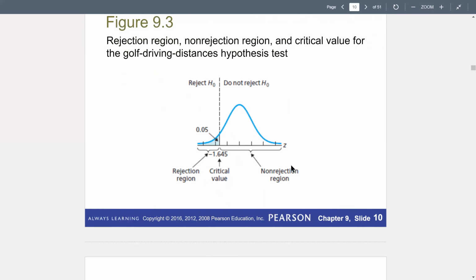We want to see if we could conclude that the evidence is on the lower side, that the population parameter is actually much lower than mu 0.